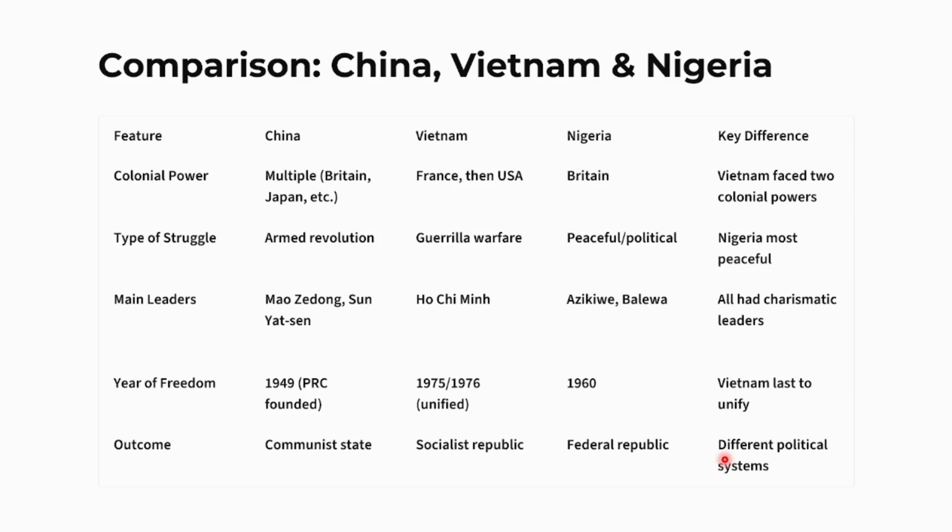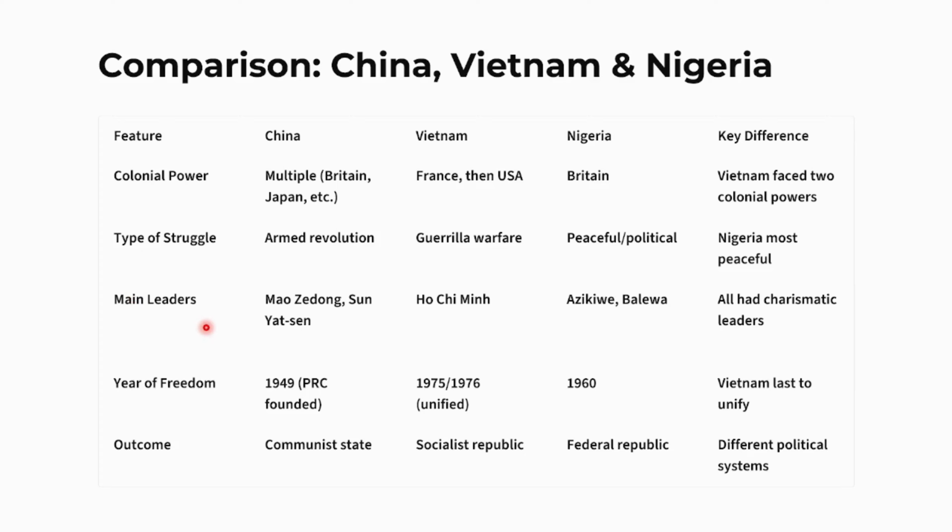So, let us compare China, Vietnam, Nigeria. The feature here: China, Vietnam, Nigeria. So key difference: colonial power. China was ruled by multiple powers: Britain, Japan, etc. Whereas Vietnam, it is French, then USA. Nigeria was purely ruled by Britain. Key difference: Vietnam faced two colonial powers. As for types of struggle, in China there was an armed revolution, whereas in Vietnam guerrilla warfare, whereas the Nigerian struggle was peaceful and political. So the key difference is that Nigeria had the most peaceful movement.